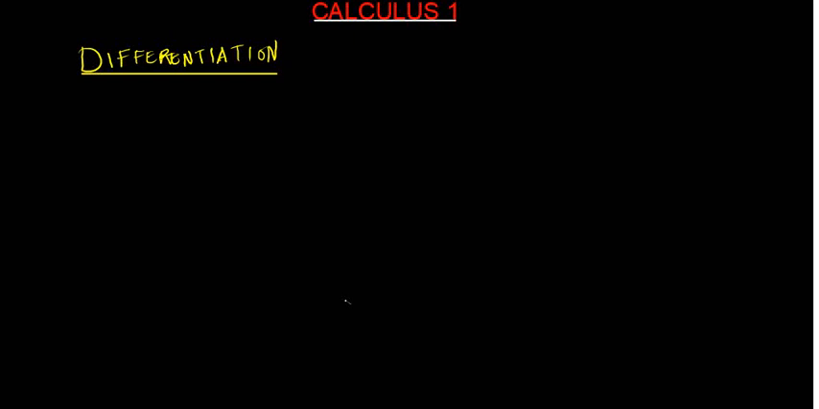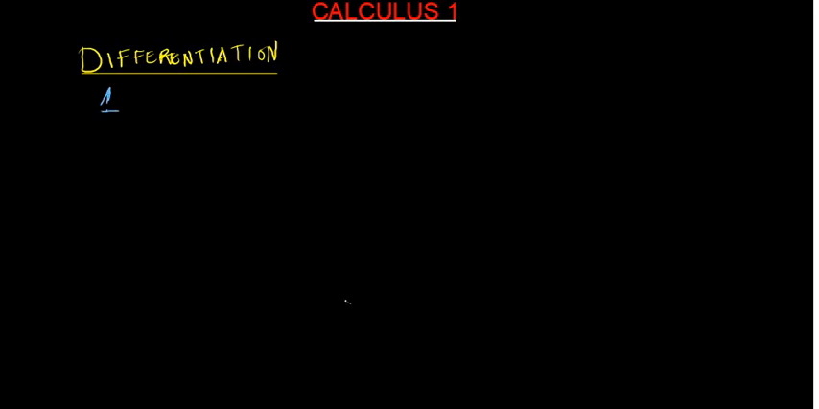Okay, so the first rule we use on differentiation is called the first principle. So that is the first principle of differentiation. By the first principle, if you've been given a function, let's say f of x, when you want to differentiate this function, what you are taking is f prime of x. Whenever you see this, that means you are differentiating.